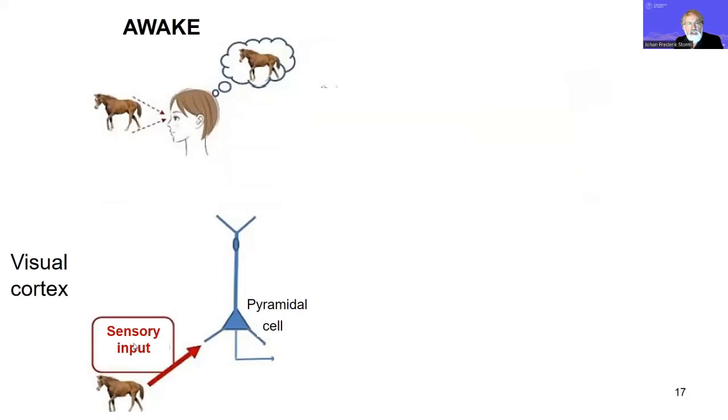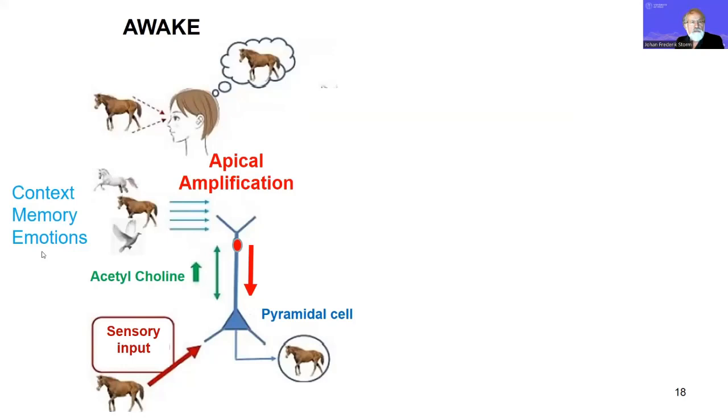So to interpret this input, the cells have to compare this with other information that is stored in our memory. It's context information from other sensory organs or from the outside part of the visual field, and also is affected by emotions to tell us how important is this input. And all this information is then compared to the incoming sensory input at any one time.